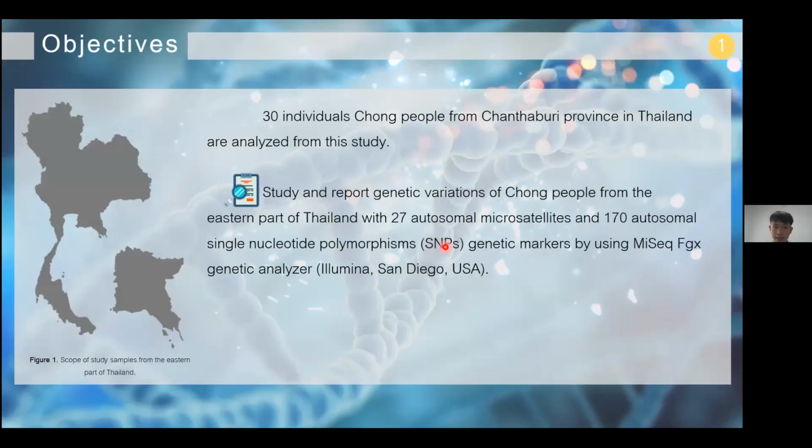Let's make sure that we all remember the research objectives. The 30 individuals from Chong people from Chanthaburi province in Thailand are analyzed in this study. To study and report genetic variations of Chong people from the eastern part of Thailand with 27 autosomal microsatellites and 170 autosomal single nucleotide polymorphism or SNP genetic markers by using MySeq FGX Genetic Analyzer.